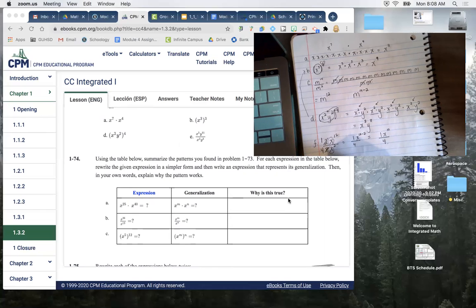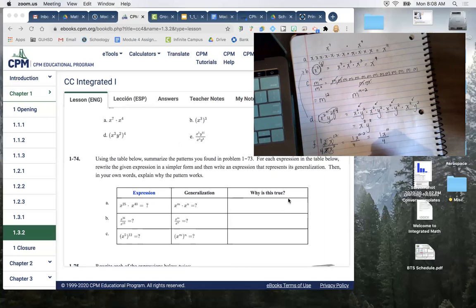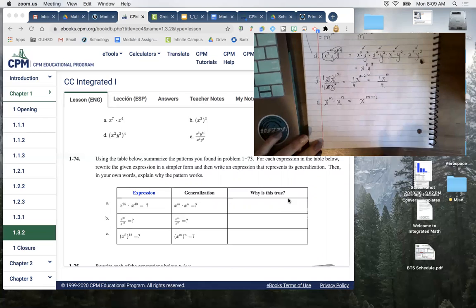So in the generalization, we have x to the m power times x to the n power. When bases are alike and you are multiplying, you add your exponents. So it's going to be x to the m plus n power. So that's your generalization for this rule.